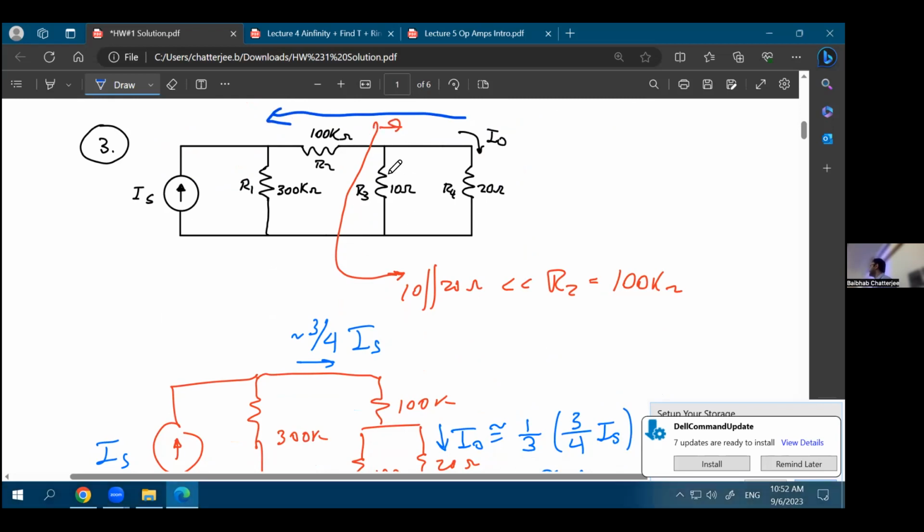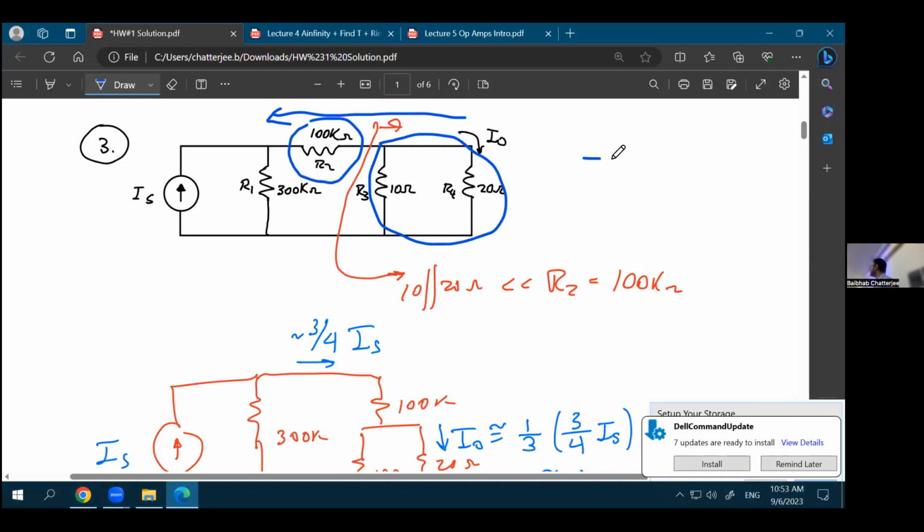What is the first thing you see? You see a parallel combination of these two resistances, which are 10 ohms and 20 ohms. And the parallel combination of 10 ohms and 20 ohms will be 200 divided by 30, so around 6.67 ohms. But the important thing is that 6.67 ohms, which is the parallel combination of these two, is much smaller than this resistance R2.